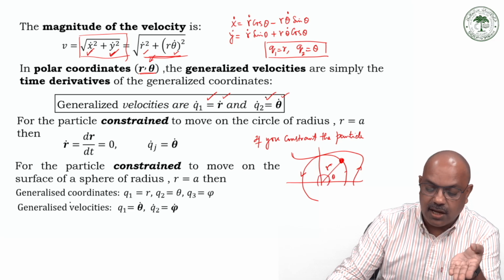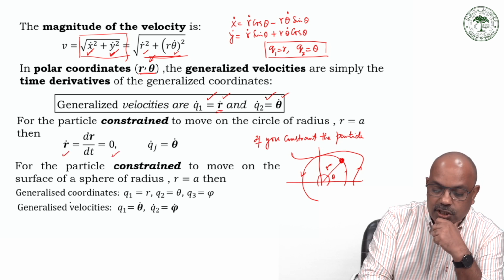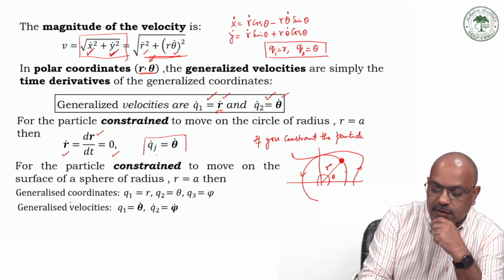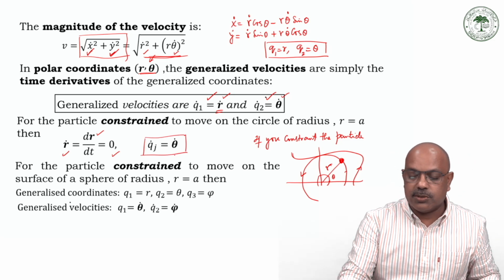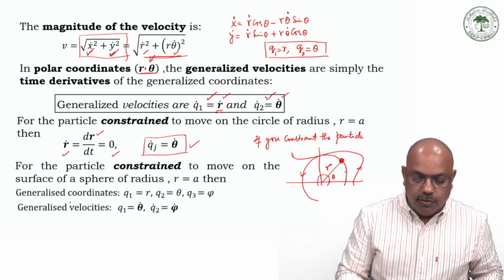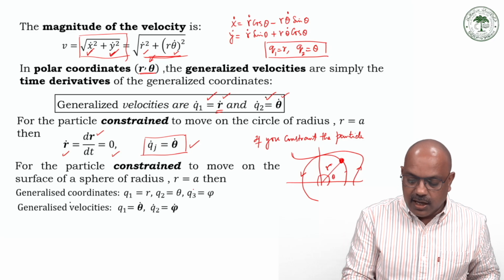So the moment you fix r, this r dot, this generalized velocity, is going to be 0, corresponding to the r generalized coordinate, and then we are only left with one independent coordinate and the corresponding generalized velocity. Okay. So for the particle constrained to move on the surface of the sphere, r is constant.